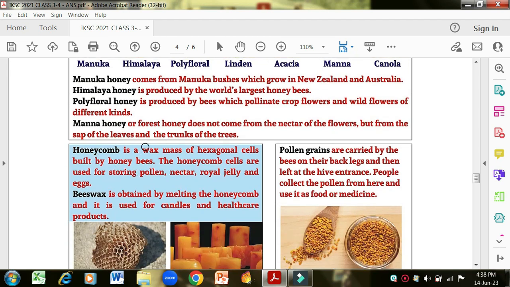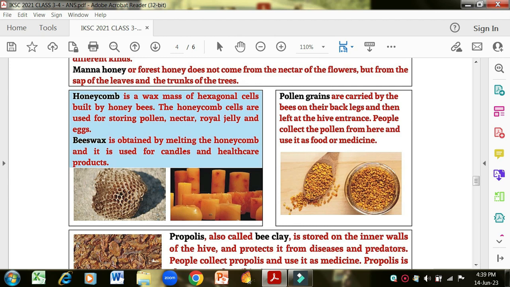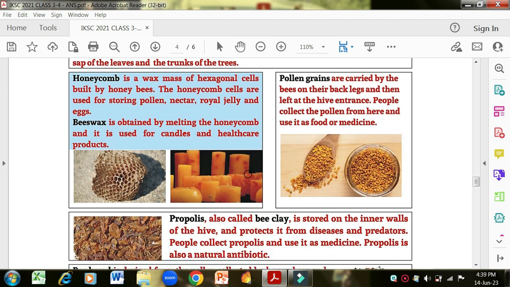Okay, honeycomb. Honeycomb is a wax mass of hexagonal cells built by honeybees. The honeycomb cells are used for storing pollen, nectar, royal jelly, and eggs. Here you can see that this is called honeycomb and it is made from wax. And this wax is afterward used by the people. Like beeswax is obtained by melting the honeycomb and it is used for candles and healthcare products. Candles are formed with this honeycomb because it is made from wax.